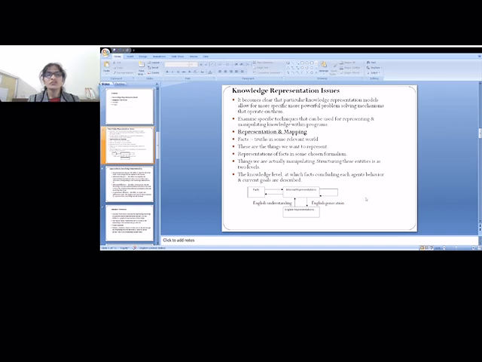The things we are actually manipulating, structuring these entities, are at two levels. The knowledge level, at which the facts concerning each agent's behavior and current goals are described.